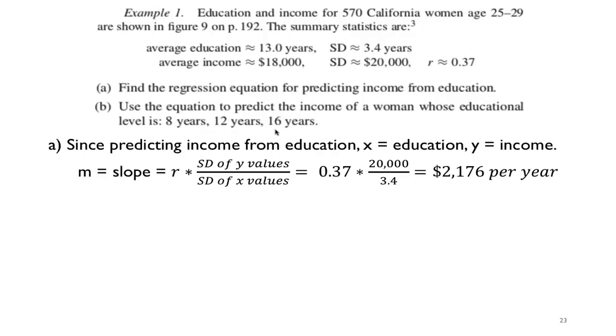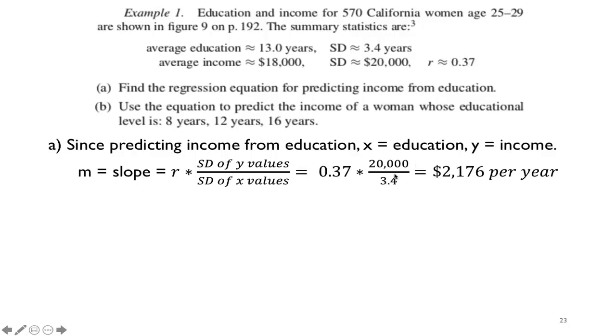Based on the regression equation, the slope of this line must be r times SDy divided by the SD of the x values. The r is 0.37. The spread of the y values is $20,000, so it's 20,000 on top, and the spread of the x values is 3.4, and that's given by the problem. Again, because we're predicting income from education, x is the education and y is the income, and so that's why SDy refers to the SD of the income, which is the 20,000, and the SD of x refers to the spread of the education, which is 3.4.